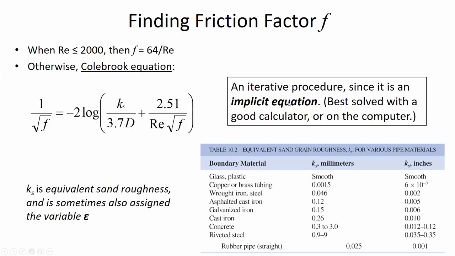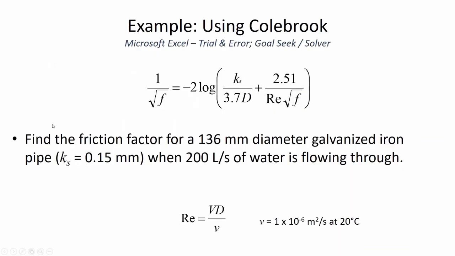And so here's a table of K sub S values, and your book has one similar to this for a variety of different material types. But really, the tricky thing is that the F value is on both sides of the equation. So let's just use as an illustration that we have a pipe diameter of 136 millimeters. It's galvanized iron, and galvanized iron gives us this equivalent sand roughness. And we have a flow of 200 liters per second going through the pipe.